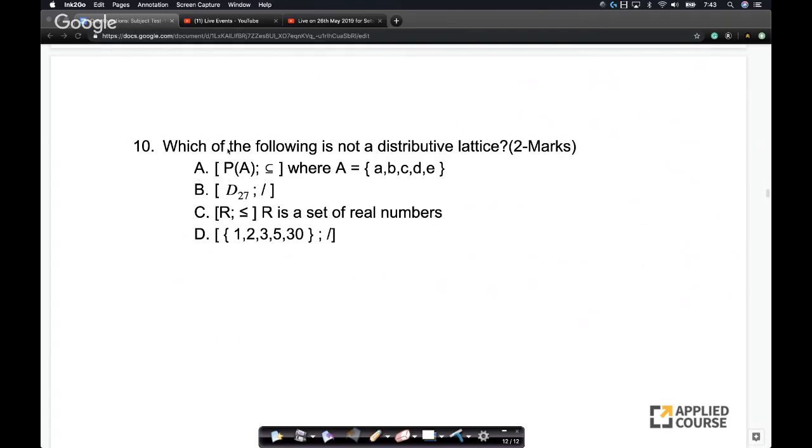Which of the following is not a distributive lattice? So we know what a distributive lattice is, right? A lattice which satisfies the distributive property. Okay, so let's go one by one.